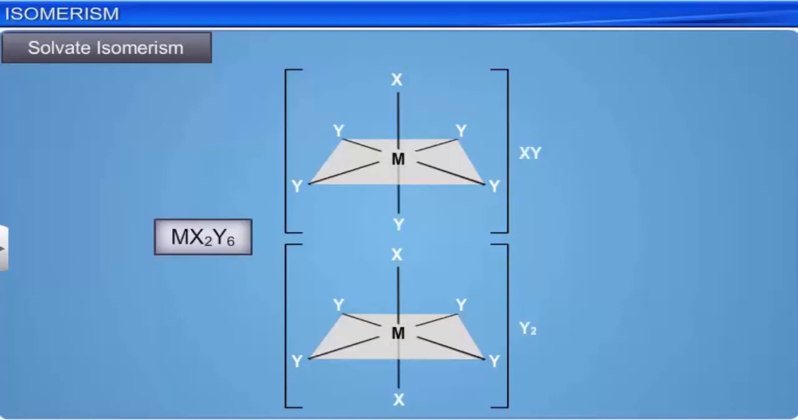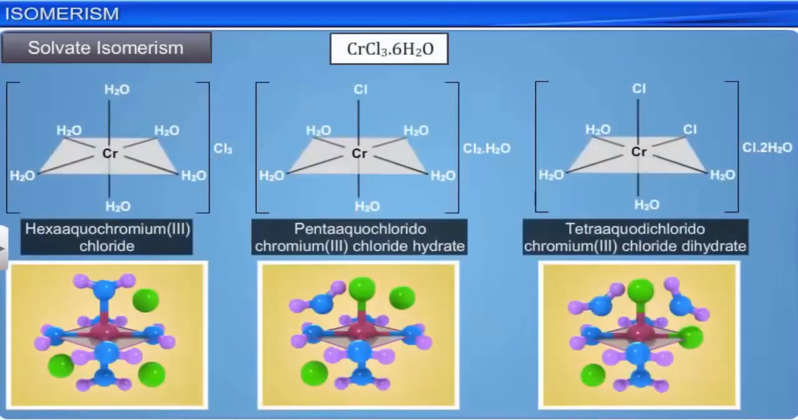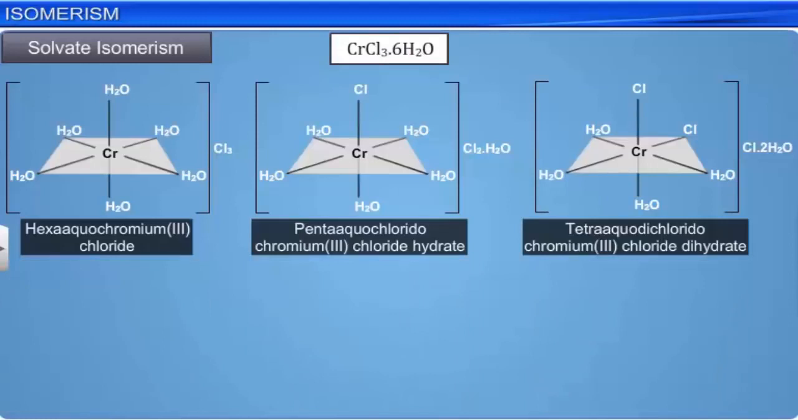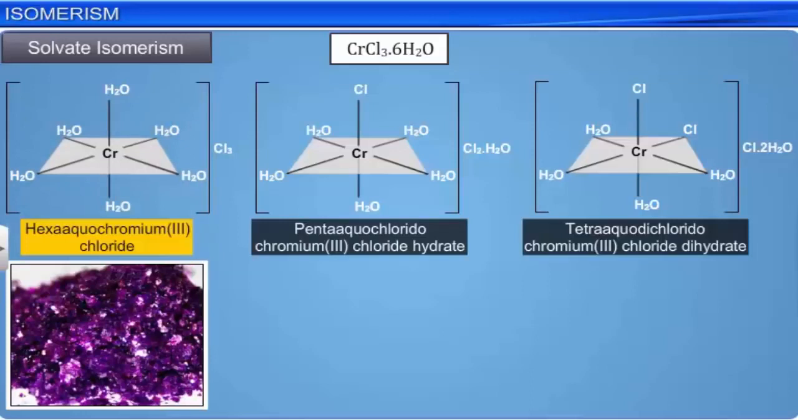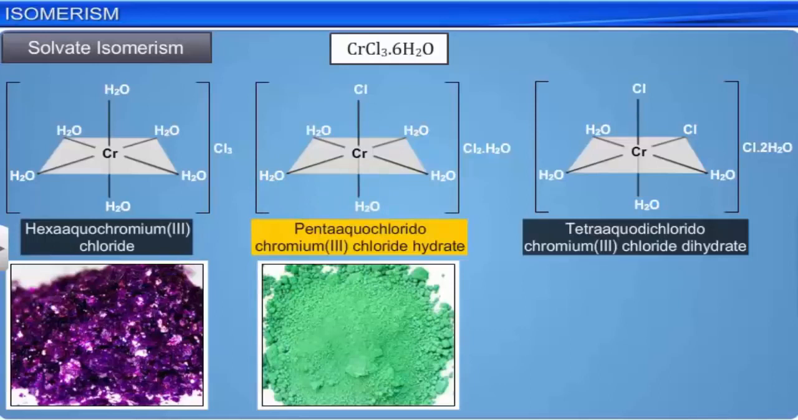3 isomers of chromium chloride hexahydrate, CrCl3·6H2O, are known. From conductivity measurements and quantitative precipitation of the ionized chlorine, they have been identified as the violet-colored hexaaquochromium(III) chloride, the green-colored pentaaquochloridochromium(III) chloride hydrate, and the dark green-colored tetraaquodichloridochromium(III) chloride dihydrate.